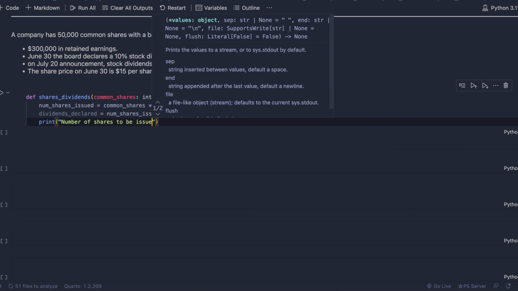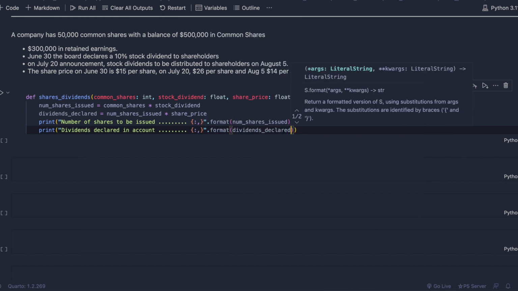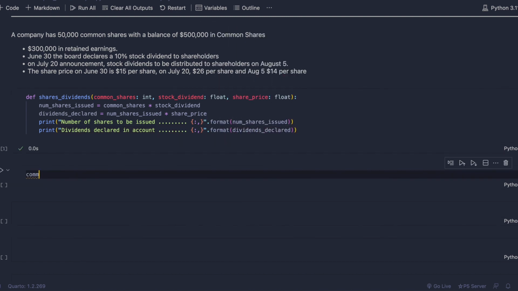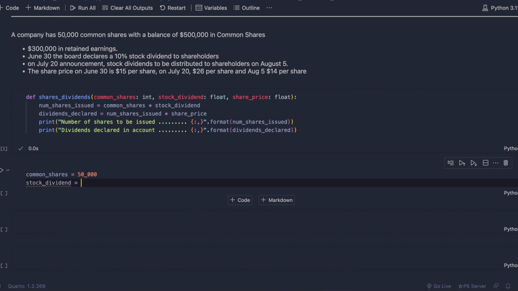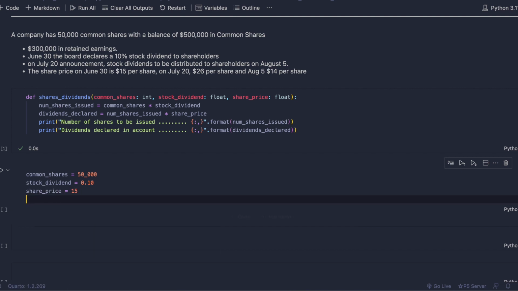Now we print out this information, using the format function for formatting. We declare our variables to then be passed into the function. Common shares is assigned 50,000, with an underline for comma separation. Stock dividend is assigned 0.10. And share price is assigned 15.